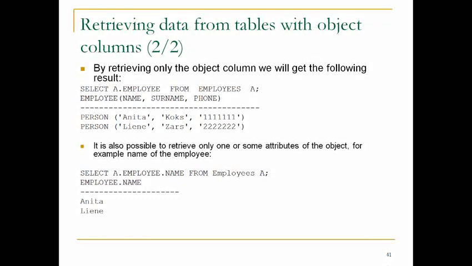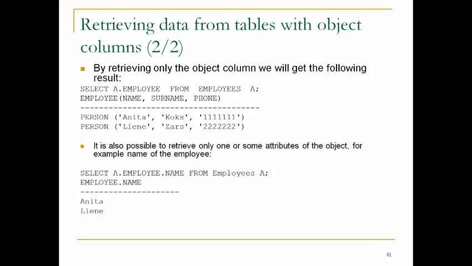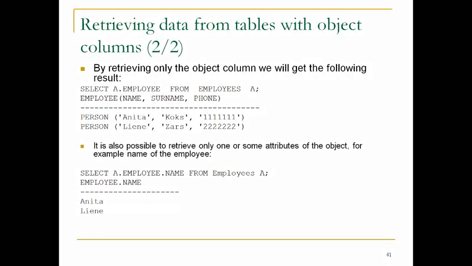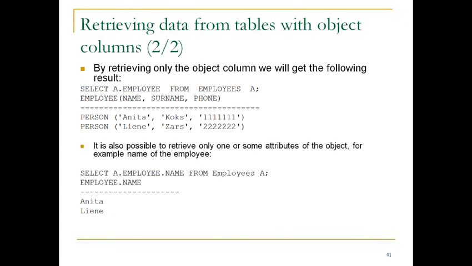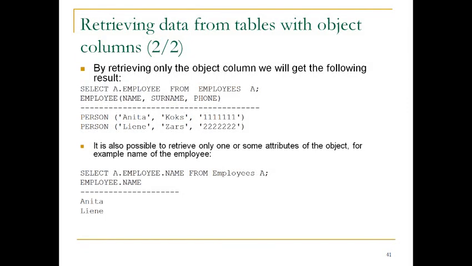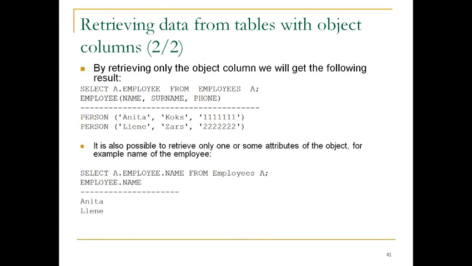The second option, we can also retrieve only the object column. It is the same way we are retrieving the whole object. And it's also possible to retrieve only attributes of the object. They can be retrieved together with other relational data and so on. For example, we can denote this employee by A and take A.employee.name. Actually, I should write it here employee because the column name was employee. That's my mistake.